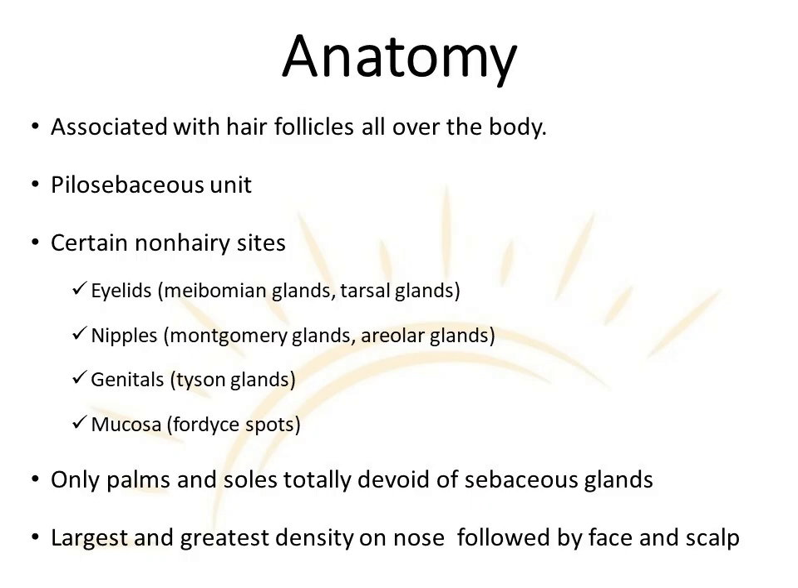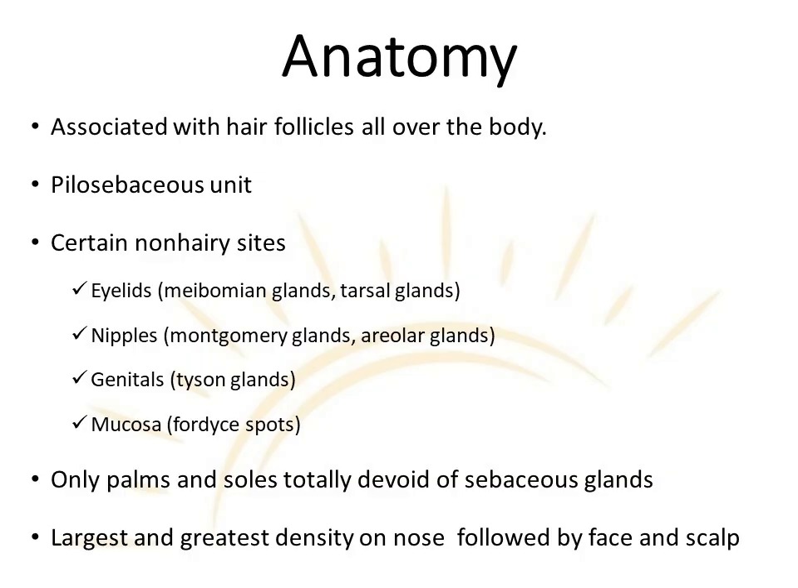Sebaceous glands are associated with hair follicles all over the body. A sebaceous gland associated with a hair follicle is termed a pilosebaceous unit. The glands may also be found in certain non-hairy sites, including the eyelids, meibomian glands, tarsal glands, the nipples, Montgomery glands, areolar glands, around the genitals, Tyson glands, and the mucosa, lips, gums, and inner cheeks and genitals, Fordyce spots.